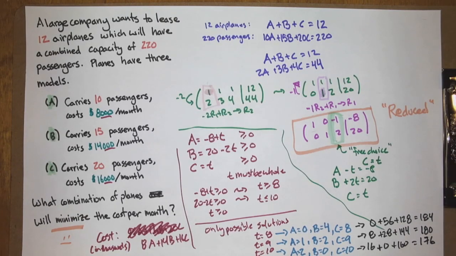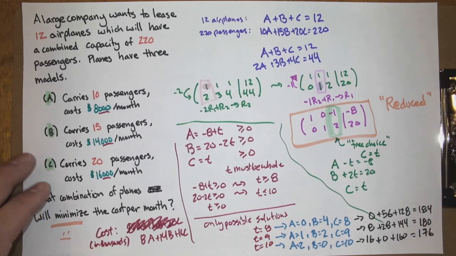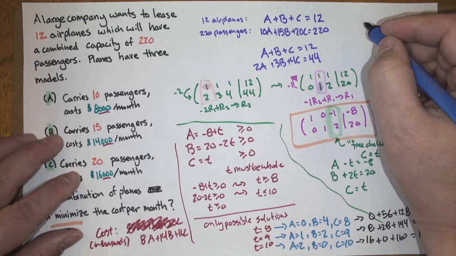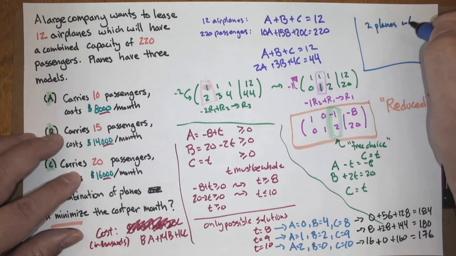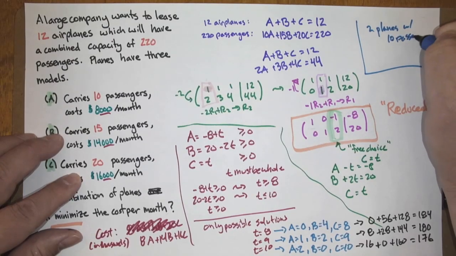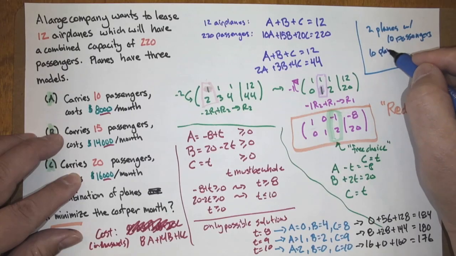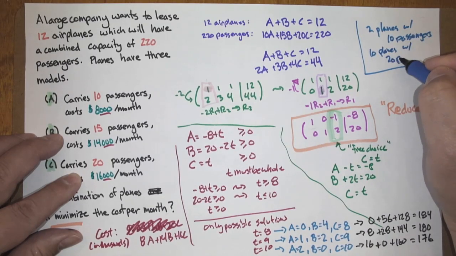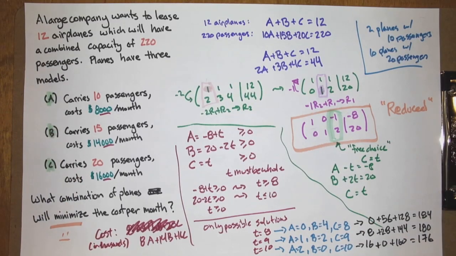So which configuration is cheapest and suits our needs? The last one. It's the smallest number. So we should get 2 planes with the 10 passengers, or I guess we could call them 10 passenger planes, and then 10 planes with the 20 passengers. And there we go. All right.